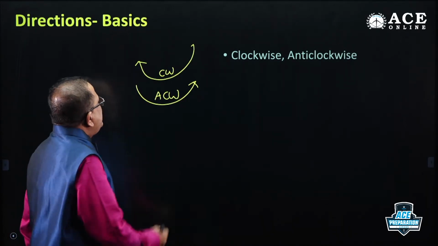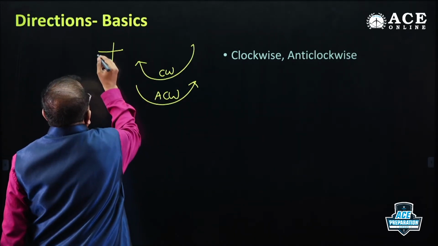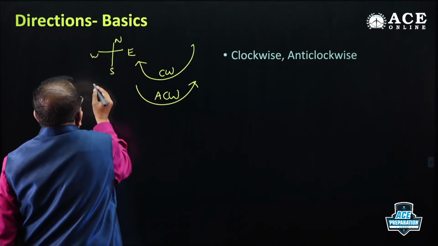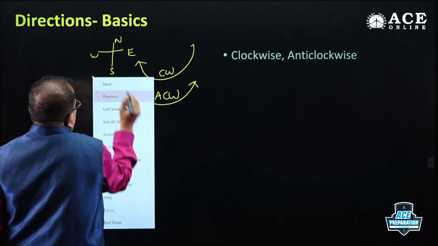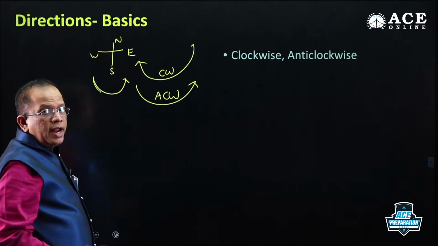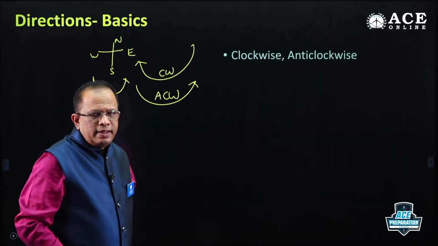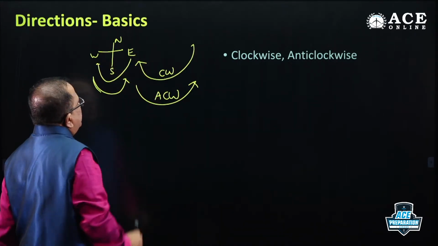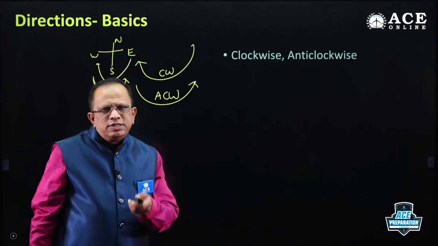Okay? This is north, this is south, east and west. If someone is coming from west to east like this, we consider it as an anti-clockwise movement. Otherwise, if we are coming east to west, we consider it as a clockwise movement.